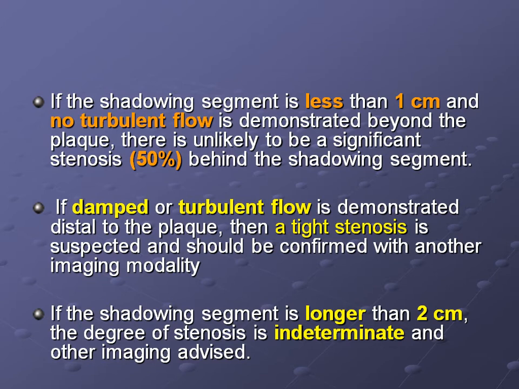If the flow is turbulent distal to the plaque, then there is a tight stenosis, and you should confirm with another modality. You should recommend CT angio or MR angio as you like. If the flow distal to the plaque is normal, this plaque is not significantly stenotic. If the flow distal to the plaque is abnormal, this plaque is most likely causing significant stenosis. If the shadowing segment is longer than 2 centimeters, the degree of stenosis is indeterminate. If it's more than 2 centimeters, I cannot decide. Go for other modalities.